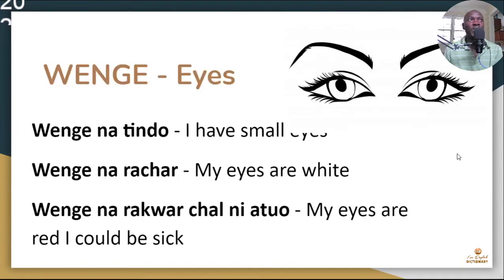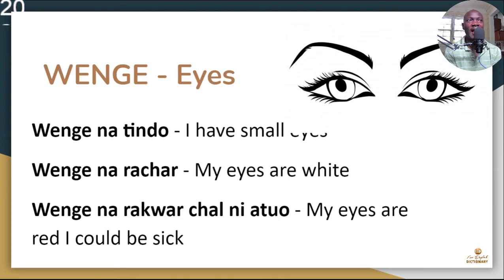Then let's move on to when you have 2 eyes. Then you say wenge. Wenge are 2 eyes, so wenge na tindo. I have small eyes. Wenge na rachar. My eyes are white. Wenge na rakwar. My eyes are red. Chal ni atuo.